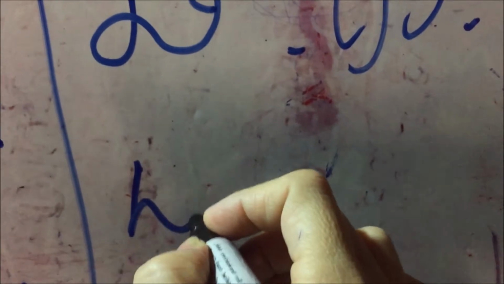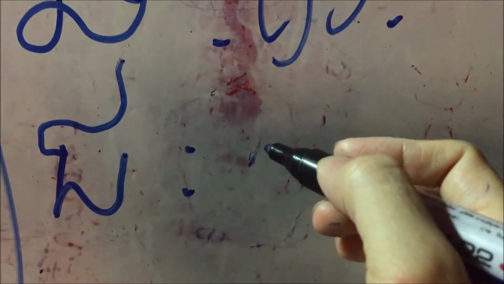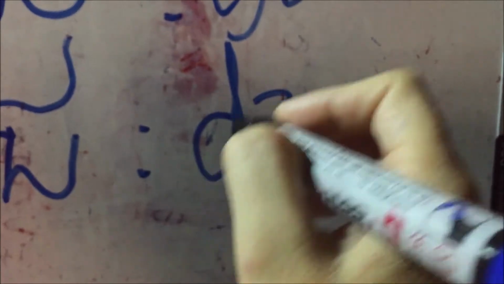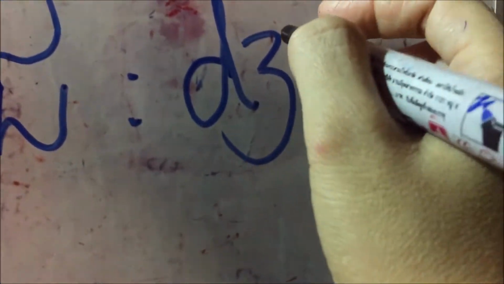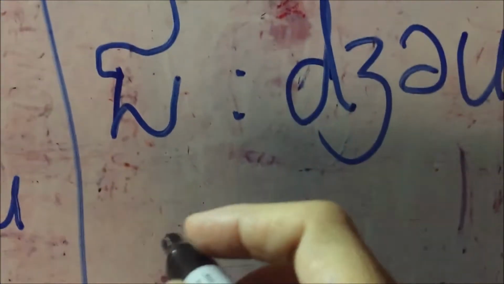Jo, cho, okay, already. Jo, the Cambodian consonant jo, written like this. How to write jo? The symbol phonetic consonant jo is written like this. Jo, jo, right?